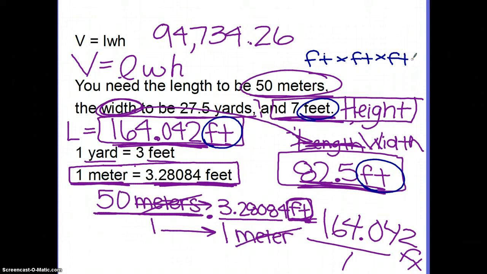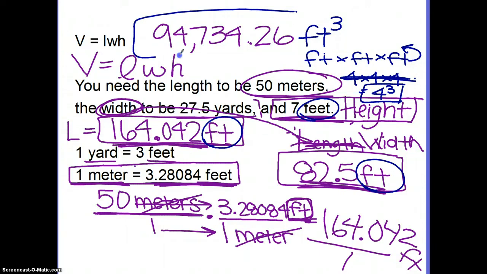Also, to help us understand this, just a side note again, if I have 4 times 4 times 4, if we remember, that's exponents. That's 4 to the 3rd power. That's what that means, 4 cubed. Therefore, if I have feet times feet times feet, I have feet cubed. Okay, the 4 times 4 doesn't have anything to do with this problem, but it just helps us understand that feet times feet times feet is feet cubed. And so that would be the volume in feet of the pool.